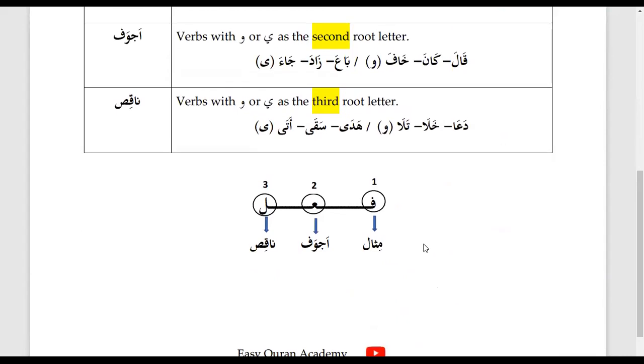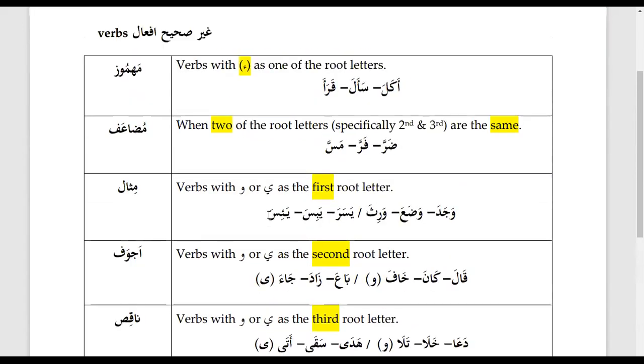Okay, so I scroll. So here, why I have put here fa, ain, lam. Basically, the base root or the base verb that we are using is fa'ala. If you remember, the standard pattern is fa'ala. So mithal means this is fa, and then ain means ajwaf, and lam means naqis. Fa'ala, 1, 2, 3. So when we say the first root letter, that means fa. The second root letter is ain, and the third one is lam. So this is called fa'ul kalima, ainul kalima, and lamul kalima.